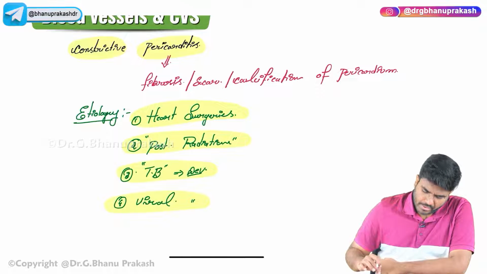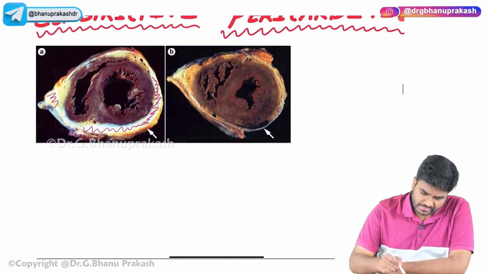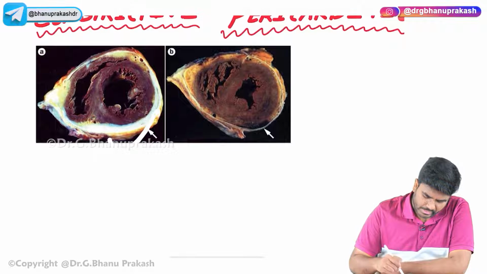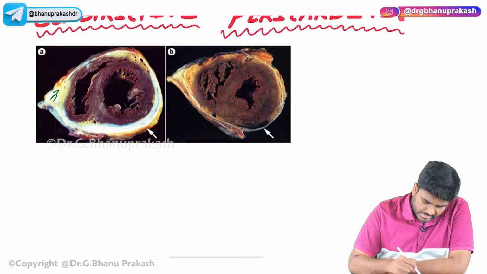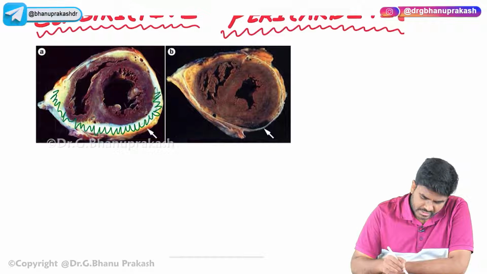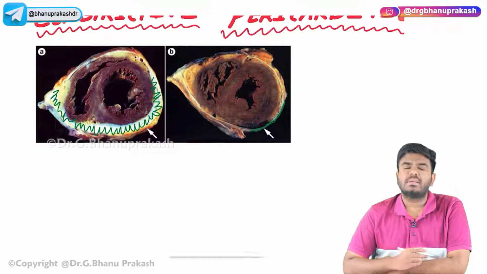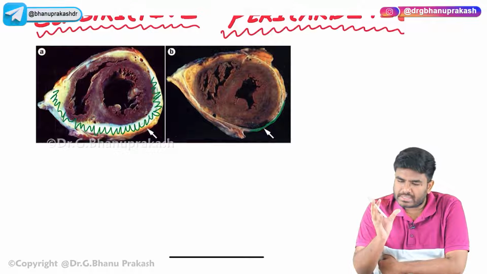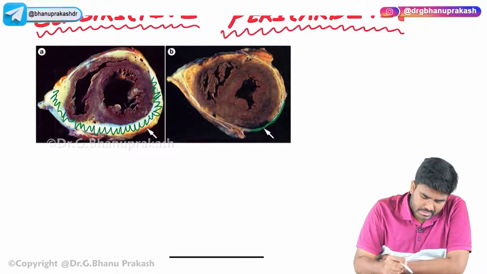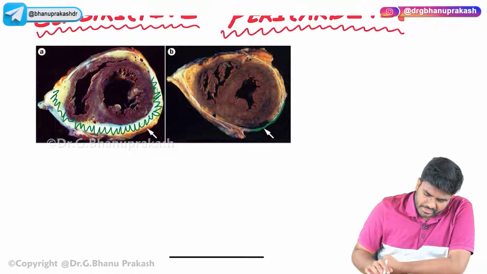Now here you can very well see that the heart is surrounded with the pericardium and the pericardium is now whitish in color. Why is it whitish in color? Because of the calcium deposition. So that's constrictive pericarditis. It's actually squeezing the heart, constricting the heart.